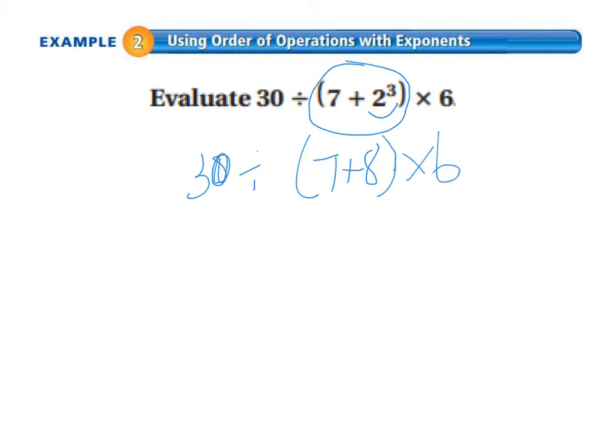And now I'm back to my mnemonic device. Please excuse my dear Aunt Sally. The please is the parentheses. Again, right here, 7 plus 8 is 15. The rest remains the same.